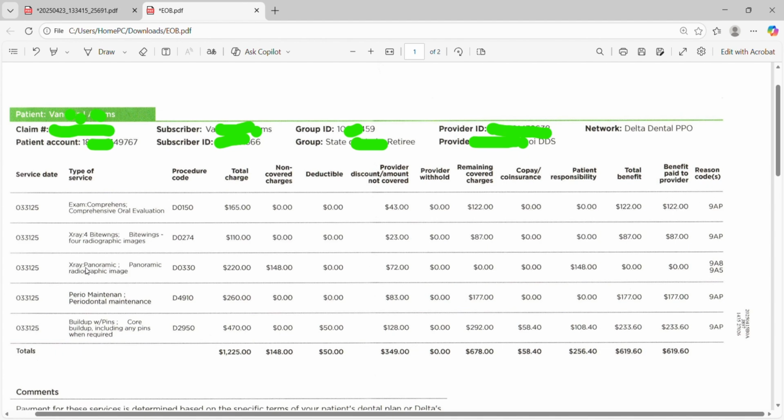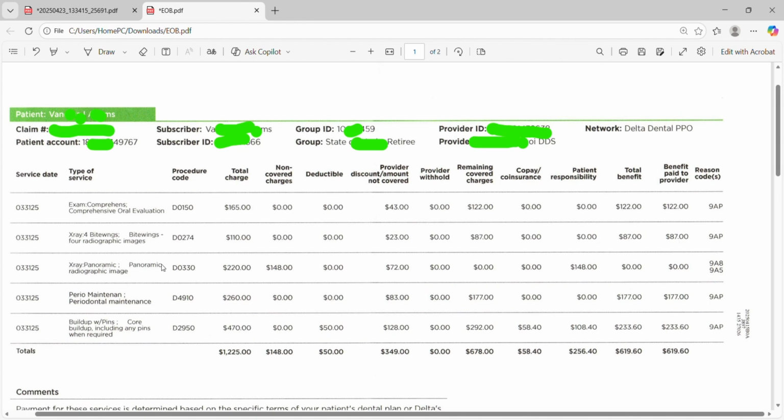Right, next for X-rays bitewing D0274, the total billed amount, which is the office fee schedule, is $110. Then the remaining covered charge is $87. This is the contracted fee. Then the write-off or the discount is $23. Since this is covered under preventive 100%, the insurance also covered the whole contracted amount, which is $87.